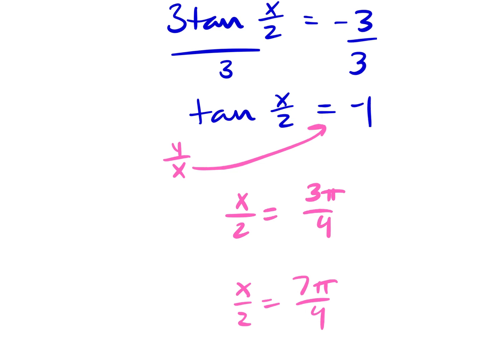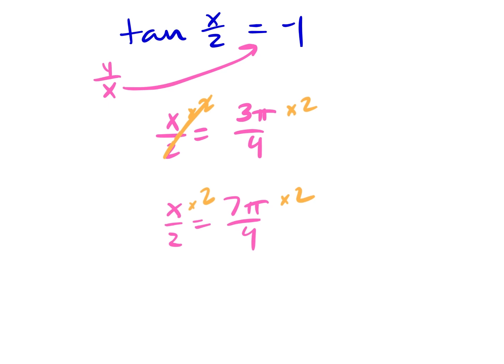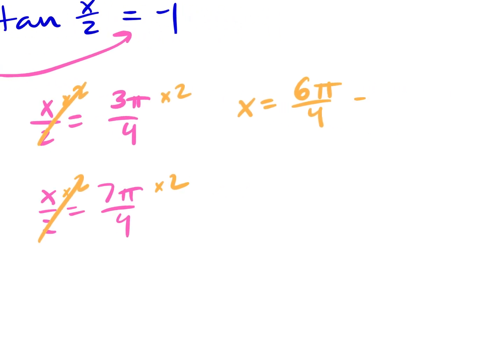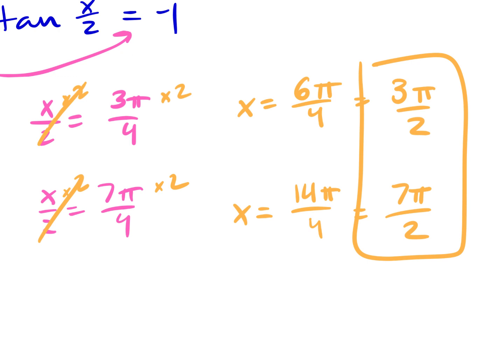Now, what's the last step that I have to do? Multiply both sides by 2 to get it to cancel. And I'm going to do that on both equations. So times 2, times 2, times 2, times 2. So I get x is equal to 6 pi over 4, which we would have to simplify to 3 pi over 2. And then x is equal to 14 pi over 4, which would simplify to 7 pi over 2. So these would be our 2 answers.